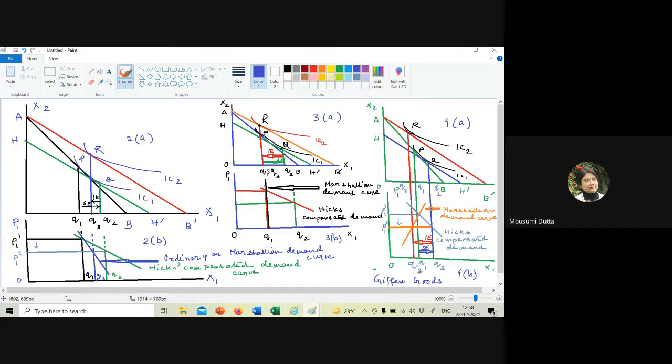Next para. Finally, in the earlier case, demand is perfectly inelastic as shown in figure 3b.